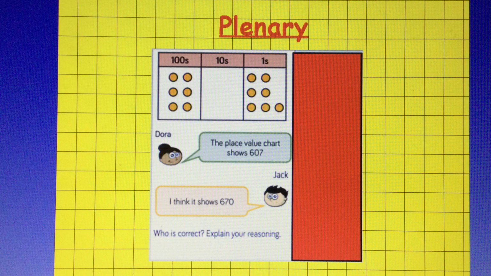Your plenary for today. We've got hundreds, tens and ones. Dora says the place value chart shows 607. Jack says, I think it shows 670. Who is correct? Explain your reasoning.